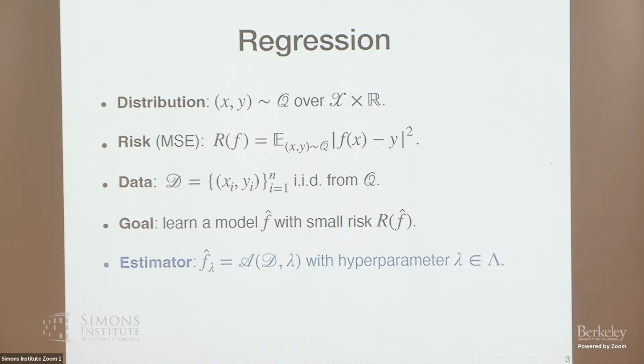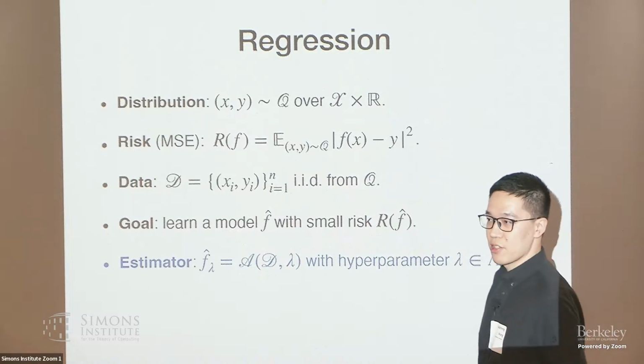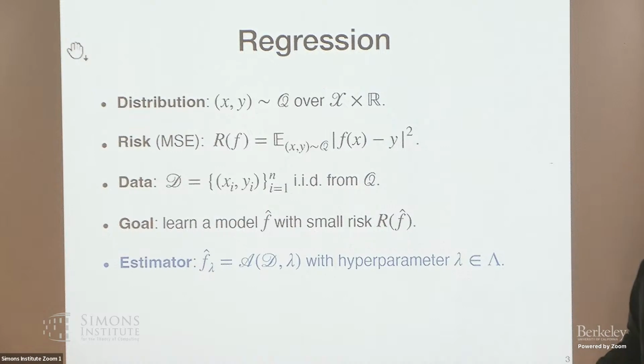So here's the basic setup of regression, just to make sure everyone's on the same page. We have a joint distribution Q of our feature and label, and we want to predict the label Y using the feature X. For whatever function F, we measure its quality through this risk functional, which is just the mean squared error over my data population. So we want to find a good F to minimize the risk with the help of finitely many samples.